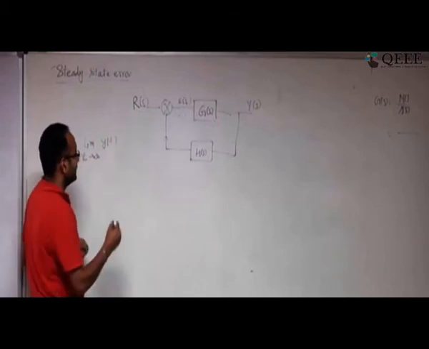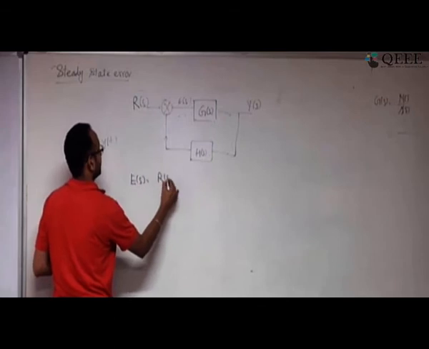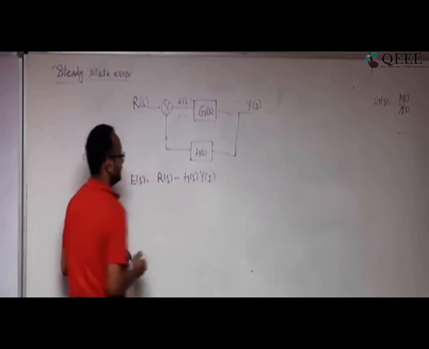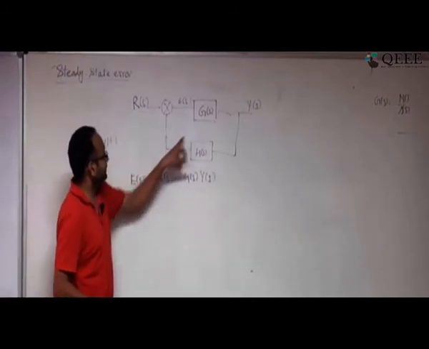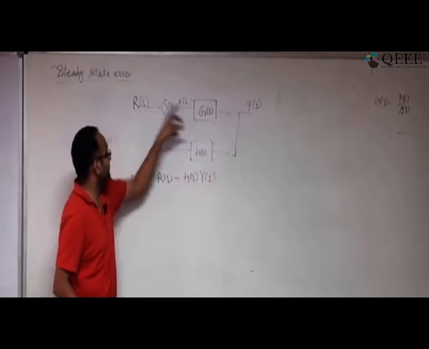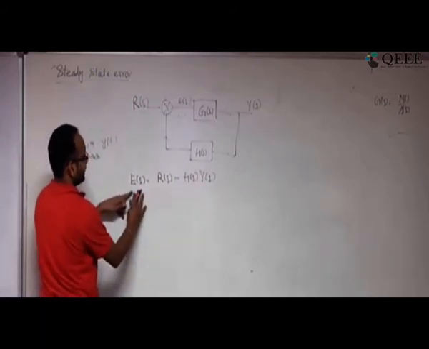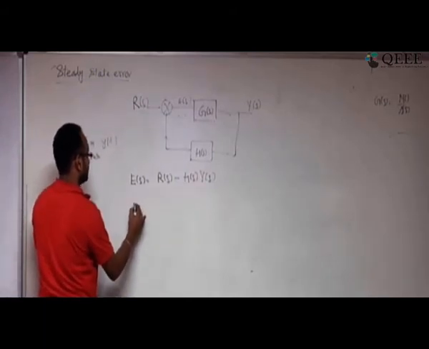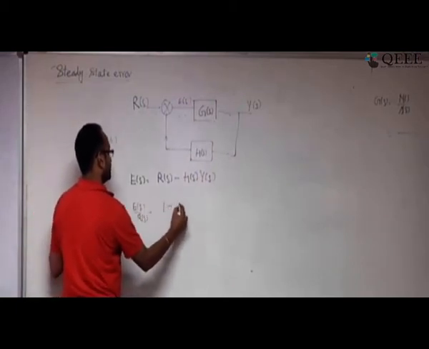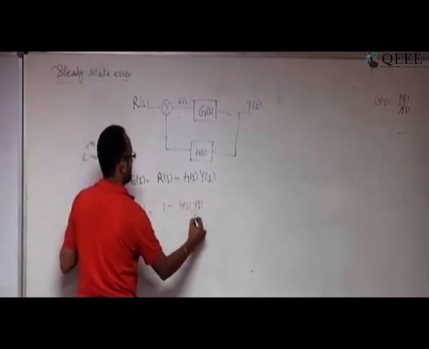So for that I can write E of S is going to be R of S minus H of S into Y of S. Is that clear? The signal Y of S into H of S will come here, and this E of S is going to be R of S minus H of S into Y of S. Now divide this equation by R of S. So this is going to be 1 minus H of S, Y of S by R of S.